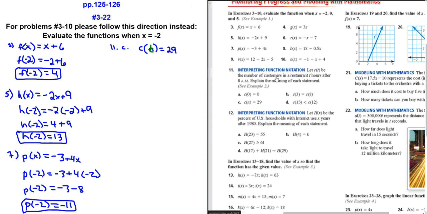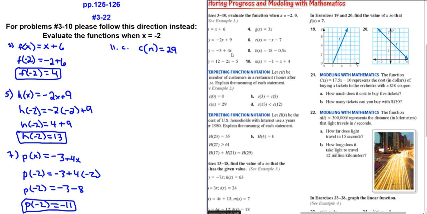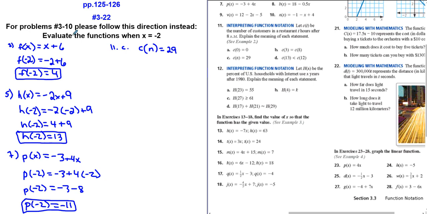So 29 customers, and then I'm just going to jot that down. There are 29 customers.